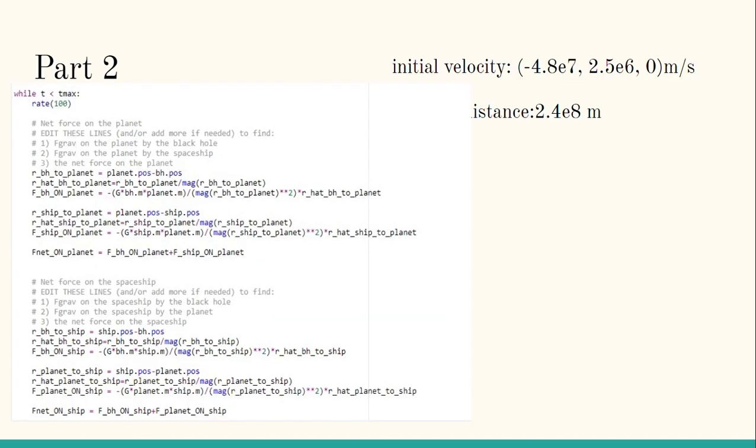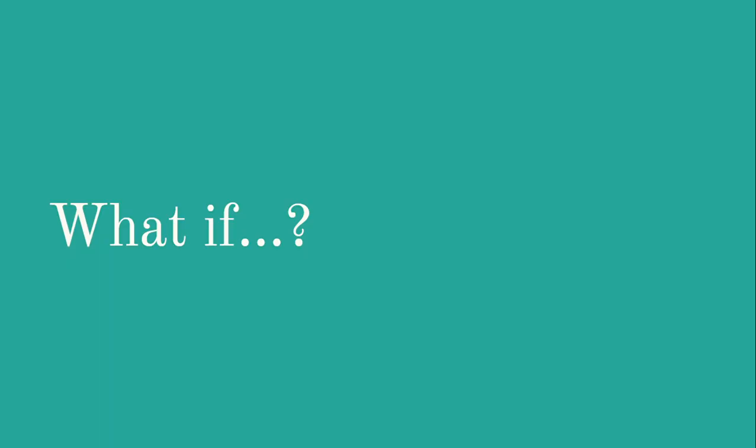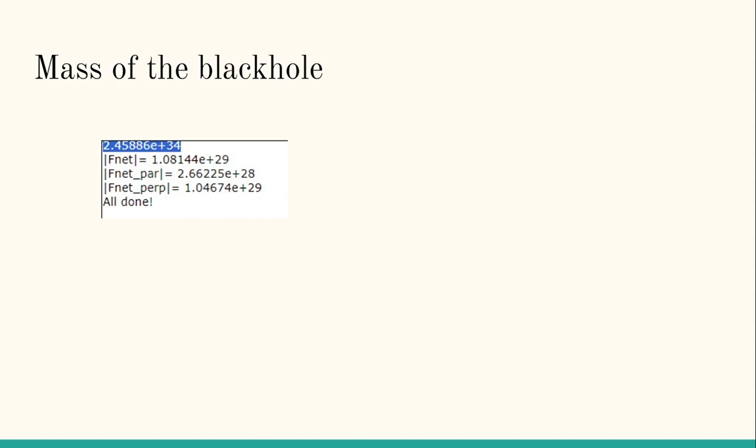And here is the part 2, and we used the velocity using the F from the black hole on the planet, and then we find out the Fnet on the ship, and also then we found out that the mass of the black hole is 2.75886 times 10 to the 34, and then Fnet is 1.8 times 10 to the 29th, and that is composed of the Fnet parallel and the Fnet perpendicular.